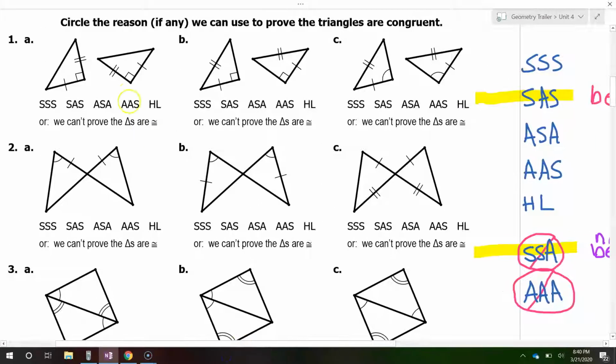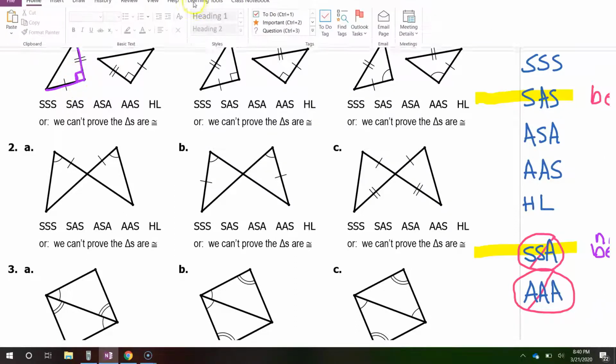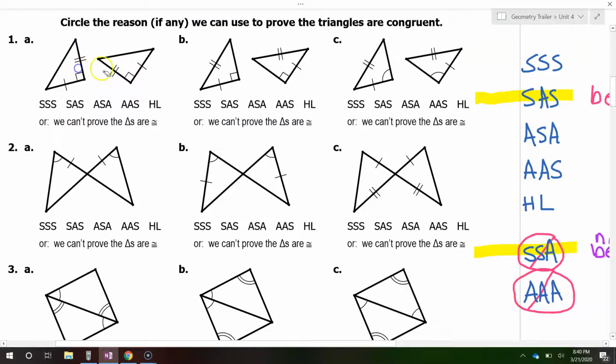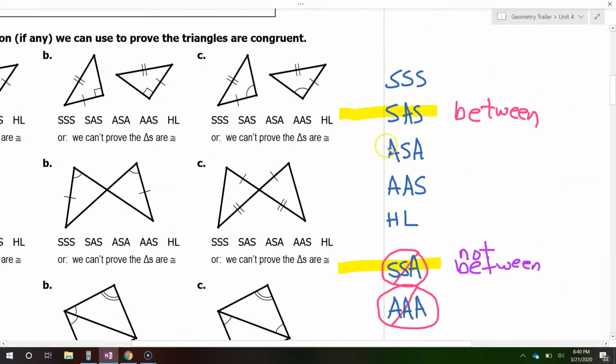So, looking back at problem number 1, here is one side, and here is the other side. I'm talking about the sides that are marked. Look where they meet. They meet right here at this angle, and that is the angle that was marked. So, this angle is between the sides. So since it is between, that means side angle side is the answer.